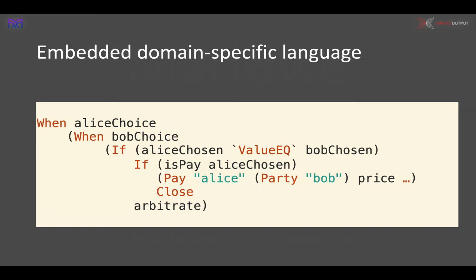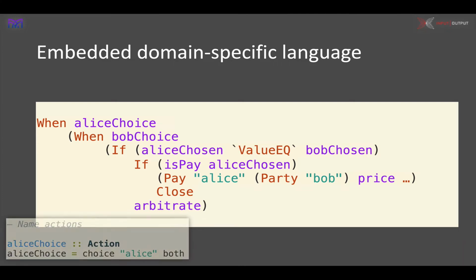If you remember, we said when Alice makes a choice, when Bob makes a choice, and so on. So we use our embedded domain-specific language. But in fact, what's happening here is all the things you see here in purple are defined themselves in Haskell. So, for example, Alice choice is a name for an action. It gives us an abbreviation for the choice Alice has made.